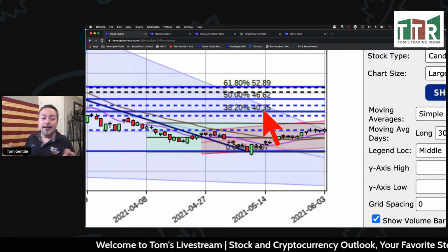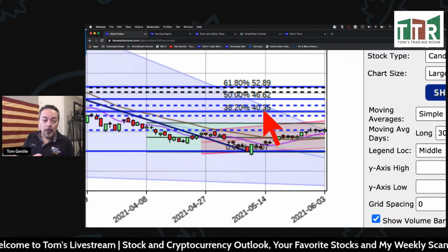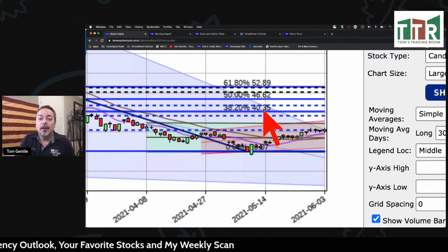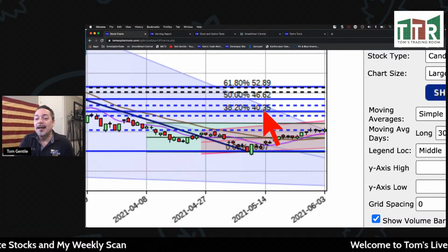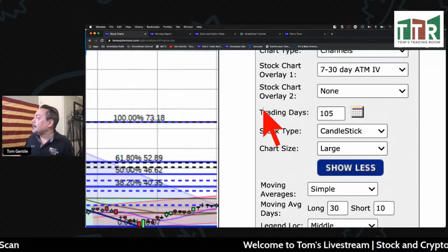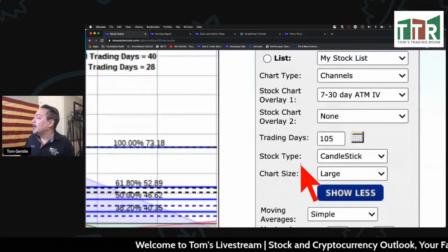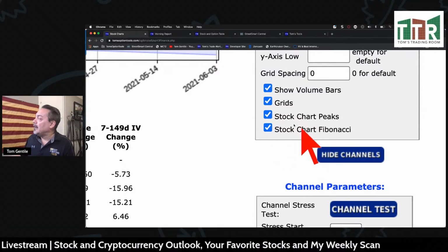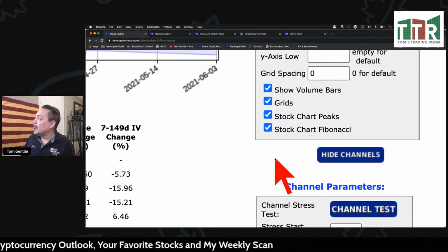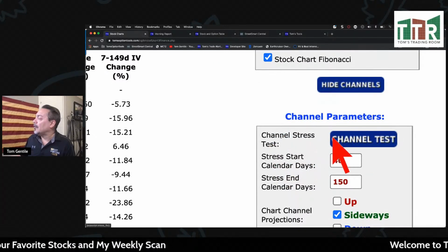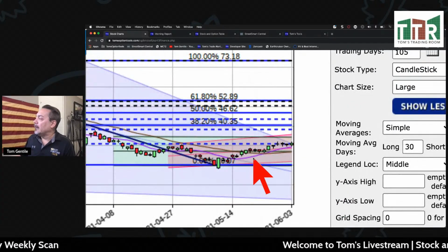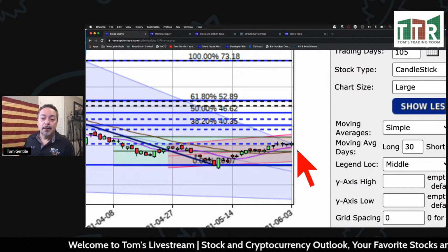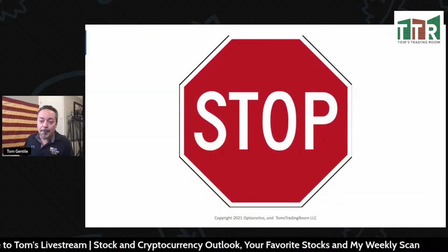We have the ability, within a click of a mouse, to auto-put out these channels based on what our computer's algorithm is seeing. So you don't have to put the channels out there at all. You don't have to determine how big or how long the channel has to be. All you've got to do is put your stock chart in right here. You come on down, make sure all these are up so you can look at our stock chart peaks, Fibonacci. This grid just turns the grid on. And then we can look at volume bars as well. And then down here, channel stress test. That actually puts these channels all together. And this one is kind of an ugly looking channel, but there are other ones that can look really good as well.